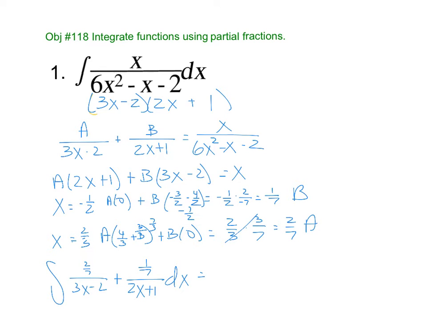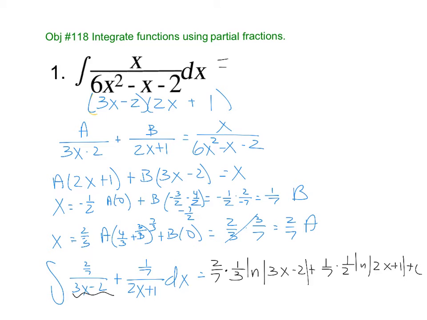Now this one, be careful. This is technically a u substitution because we have a derivative in the bottom. So I have to also multiply by 1/3. So this is 2/7 times 1/3 the ln of 3x minus 2 plus 1/7 times 1/2 the ln of 2x plus 1 plus C.